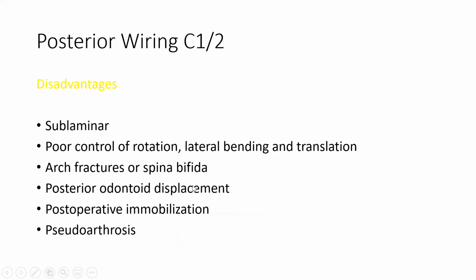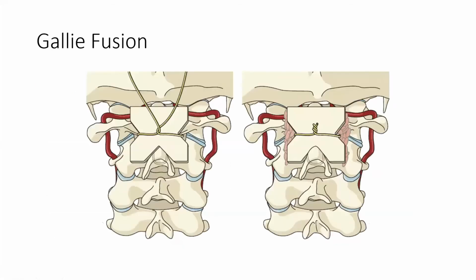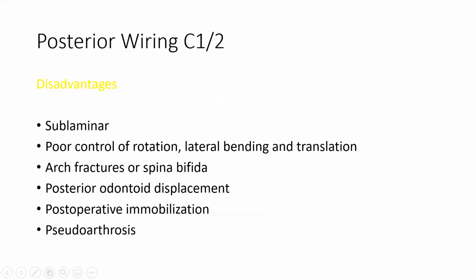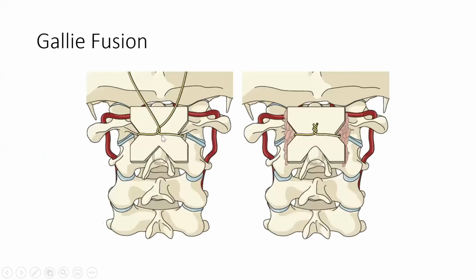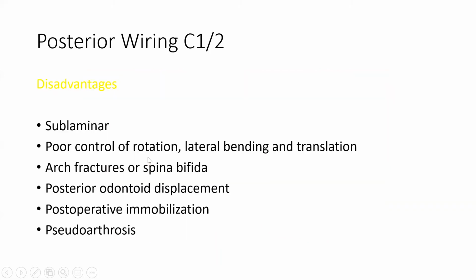It also is not that useful for reducing the odontoid peg. You sort of need to align the peg and fix it in place. You have to mobilize the patients afterwards, and there's a high pseudarthrosis rate. So the Gallie fusion, or the sublaminar wire technique, is a very old historical technique. You must know about it, but you tend not to use it nowadays. I've never done it, and I probably wouldn't know how to do it.